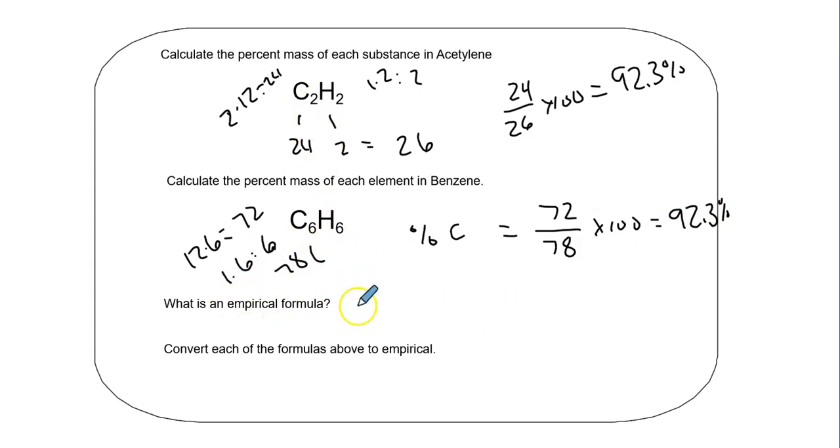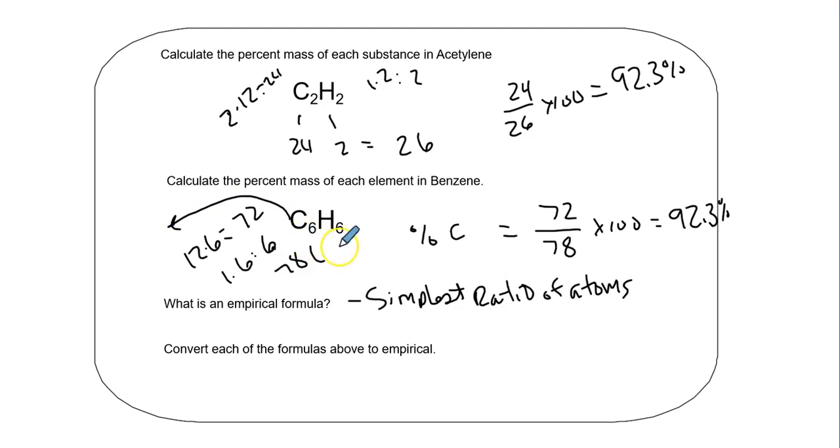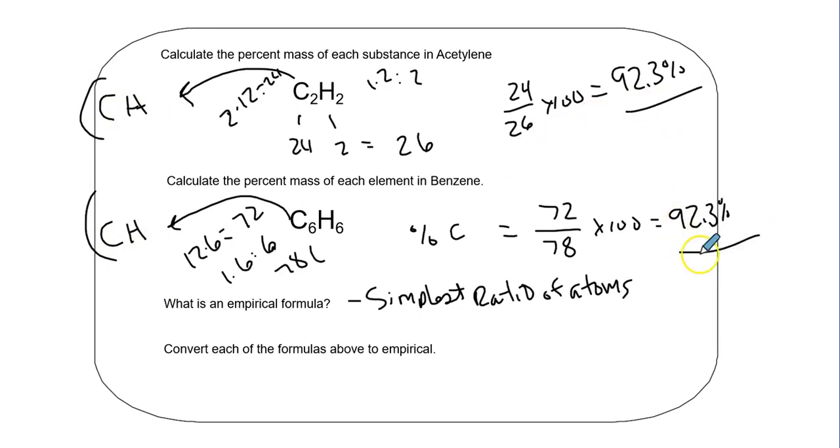So what are the empirical forms of these guys? What is an empirical form? It's the simplest ratio of atoms. So I could take this guy and convert it to its empirical by dividing it out. So really, if we analyze this, we'd find 1 carbon for every 1 hydrogen. And here, if we analyze this, we'd find, same again, 1 carbon for every 1 hydrogen. So these are the empirical formulas. So in reality, the ratio of carbon and hydrogen is the same, which is why these are the same.